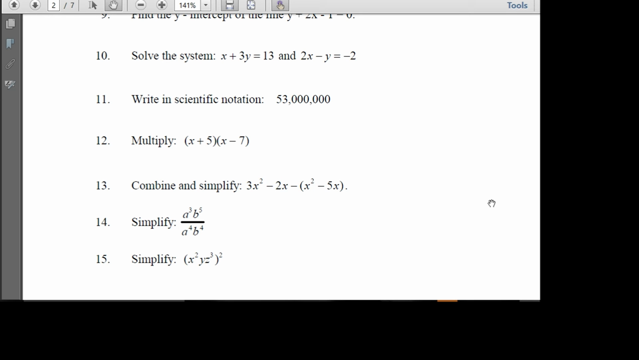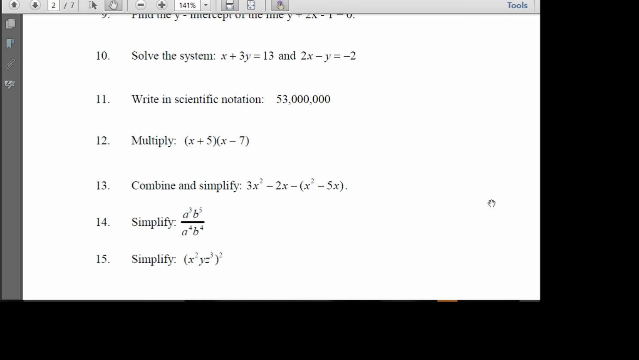The scientific notation, is that the 53 times 10 to the 6th power? Move the decimal one more place because there's only supposed to be one digit in front of the decimal. So it's 5.3 times 10 to the 6th power? 7, because you moved it one.